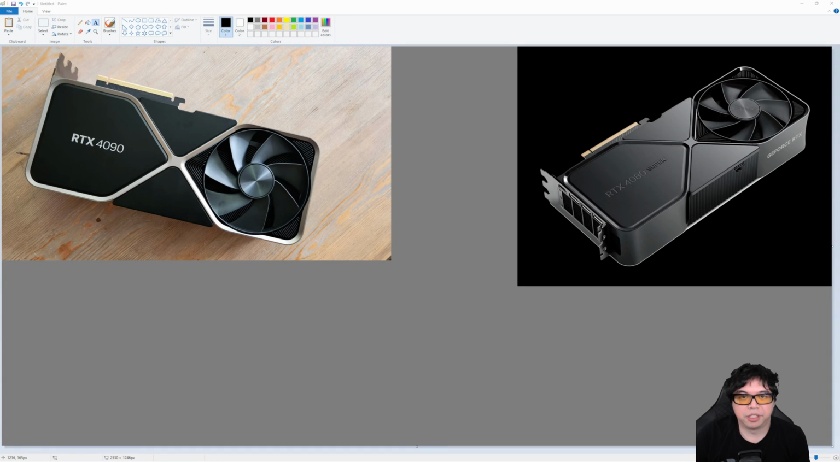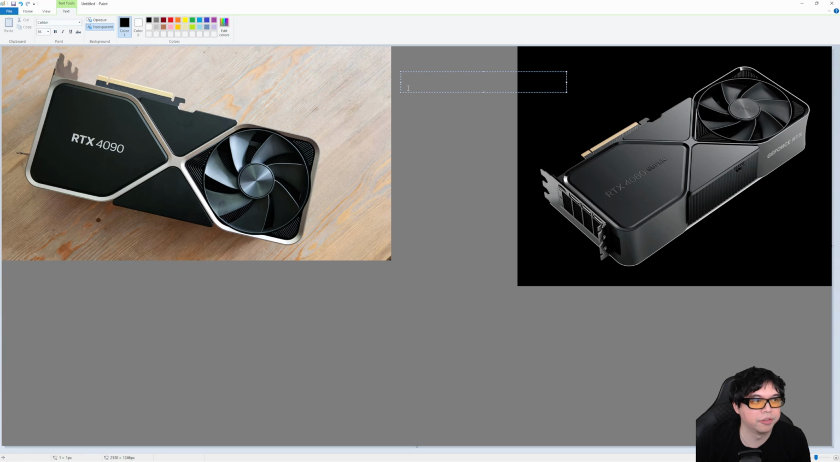Hey YouTube, in this video we're going to be doing a deep dive into the 12 volt high power connector for the NVIDIA RTX 40 series. So this is going to be a video all about 12 volt high power. That's your 12 plus 4 16 pin PCI 5.0, part of the ATX 3.0 spec.